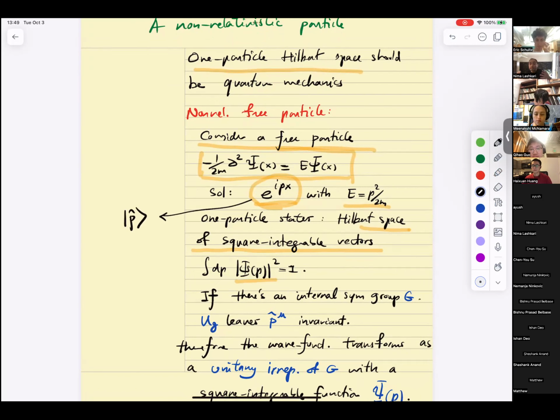So a state in the Hilbert space that describes an arbitrary state of a single particle is a square integrable wave function psi of p. Square integrable means that you just take a measure dp and integrate psi squared and you get 1. This is the Hilbert space of interest, right? Hopefully that is familiar.